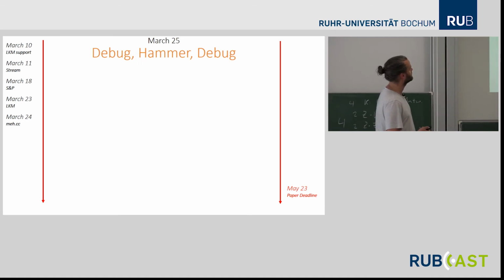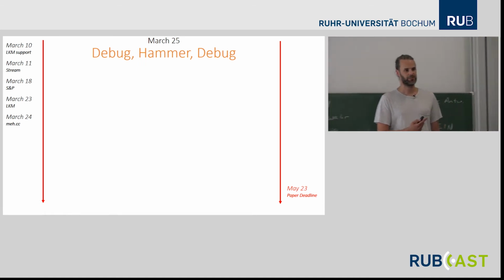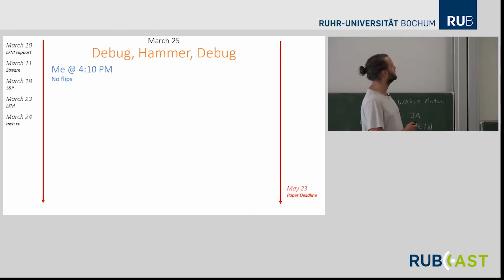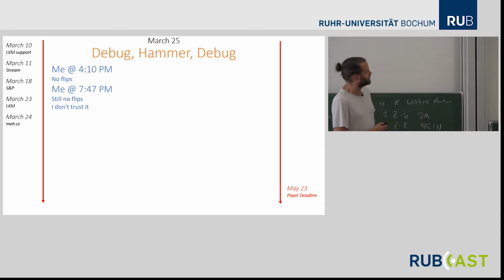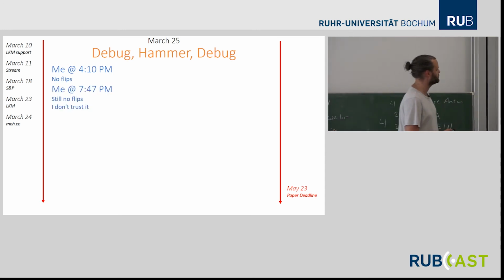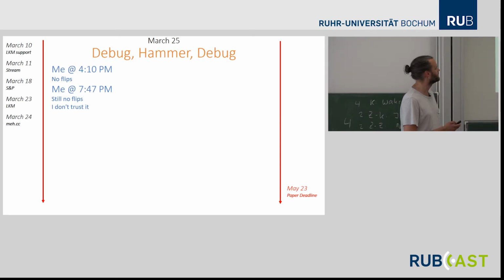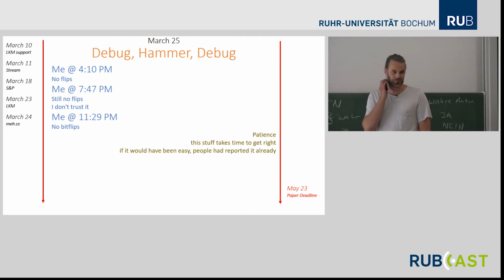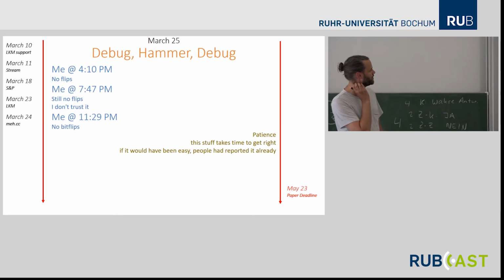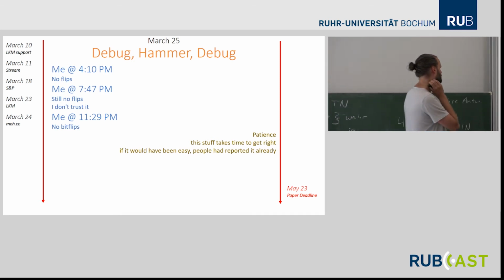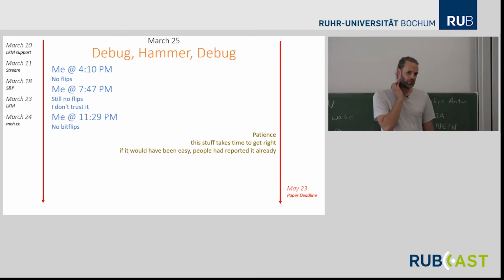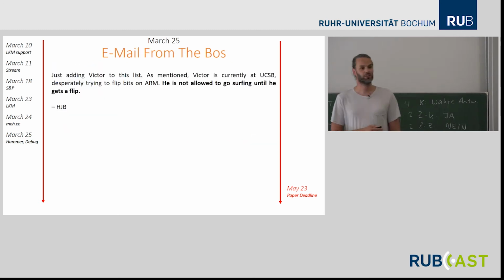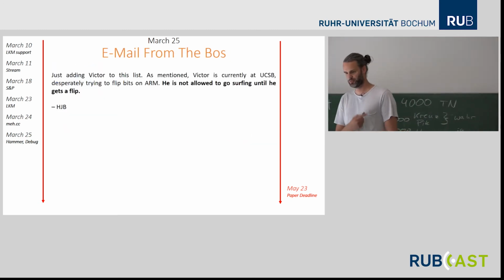Okay, so the next day was basically debugging code, hammering again, debugging, etc. So it was 4 in the afternoon, no flips. A couple of hours later, still no flips. I don't trust that this is going to work. 4 hours later again, still no bit flips. Kave was still positive. Just wait. Also, if it would have been easy, then people would have been reporting bit flips already. That's true. And then I got an email the day after from the boss, Herbert Bos.